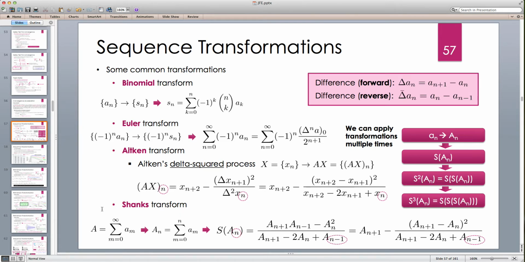All right. And we said that the idea here is that if we have a sequence, we're summing over a_m from 0 to infinity. First, we define a partial sum, this capital A_n, from 0 to n of the original sequence a_m. And then we want to see whether or not this partial sum sequence converges. And in order to accelerate the convergence, we apply the Aitken transform or Shanks transform, S of A_n, which is basically this term. All right. And then we said that the good news is that because S of A_n converges to the same number but faster, we can apply the Shanks transform multiple times.